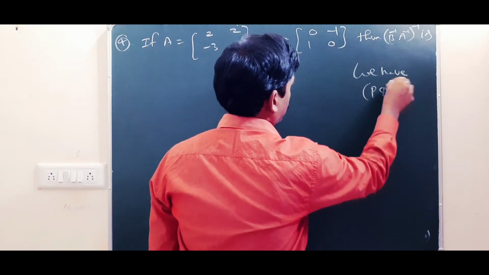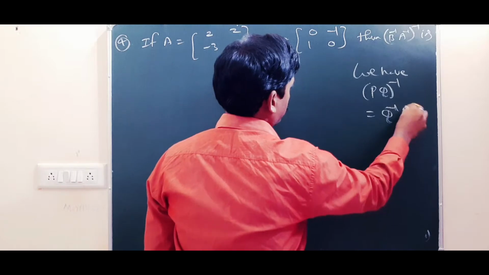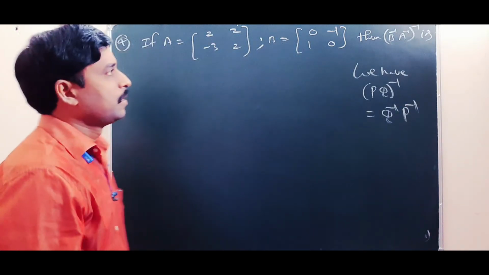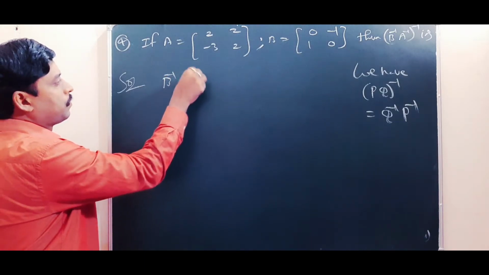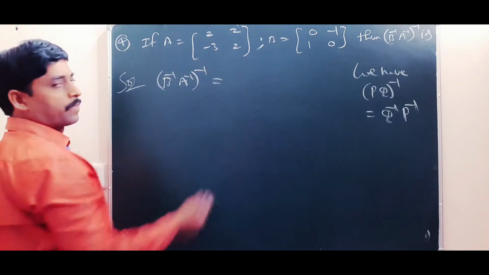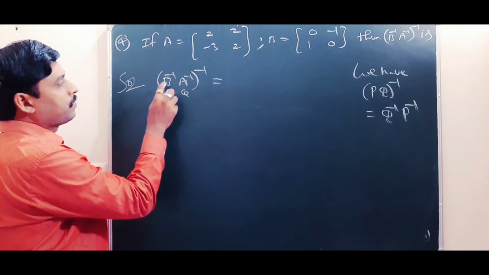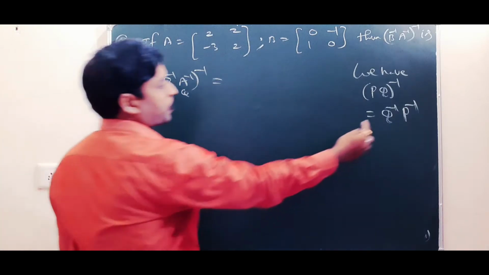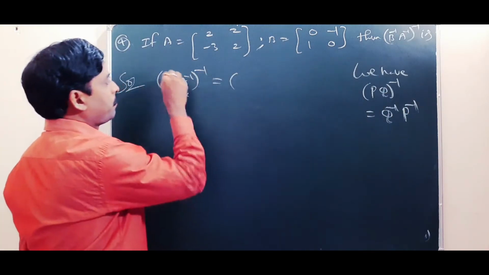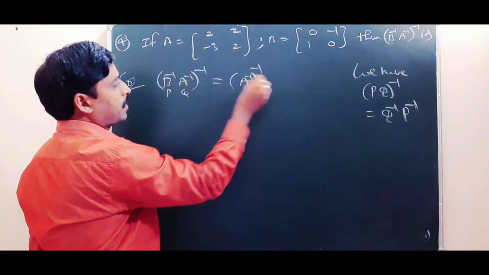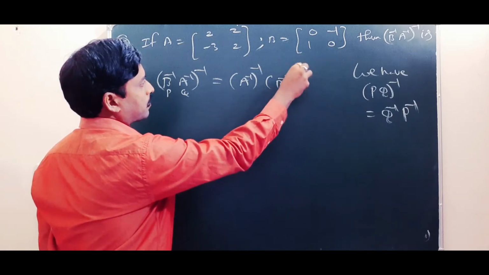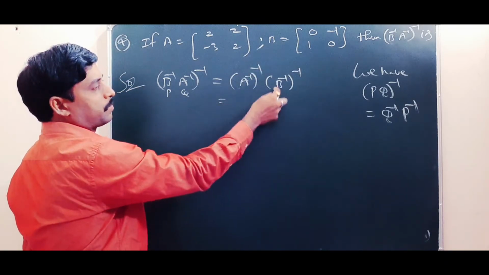(PQ) whole inverse is equal to Q inverse into P inverse. Okay, so what is required? (B inverse into A inverse) whole inverse, where P and Q values are B inverse and A inverse. What is the formula? Q inverse into P inverse, where in the Q place we should write (A inverse) whole inverse, and in the P place write (B inverse) whole inverse. Okay, so Q inverse into P inverse.